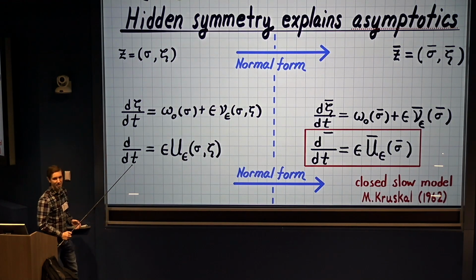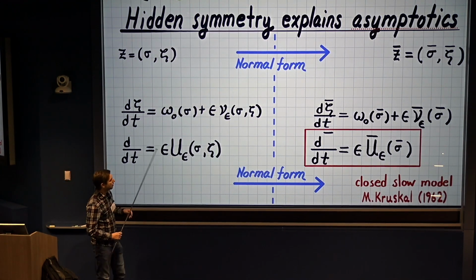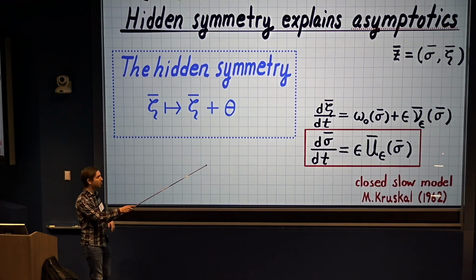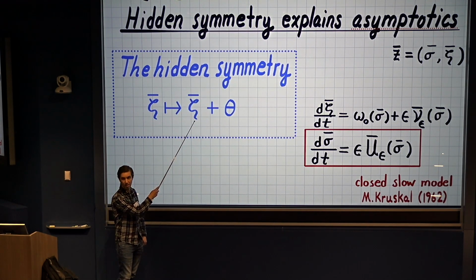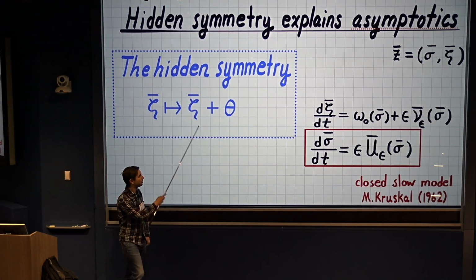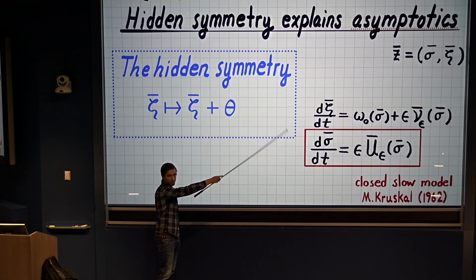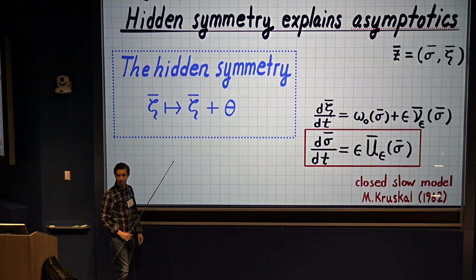This is a very early example of hidden symmetry. So the hidden symmetry in this case, when we're in these normal form coordinates, is just translation in that phase variable zeta, well, the phase variable zeta bar. So you can see that if you take a solution of this system of equations here in the normal form coordinates, and then you translate the zeta variable by this constant theta, you get another solution.